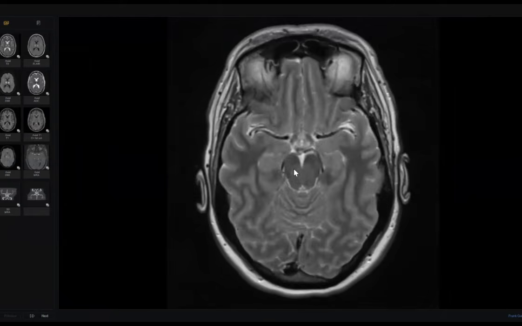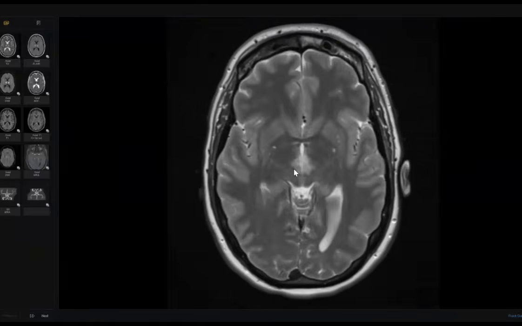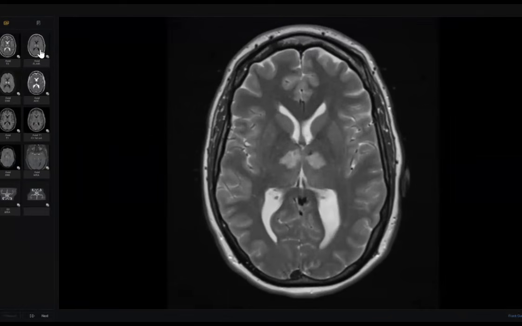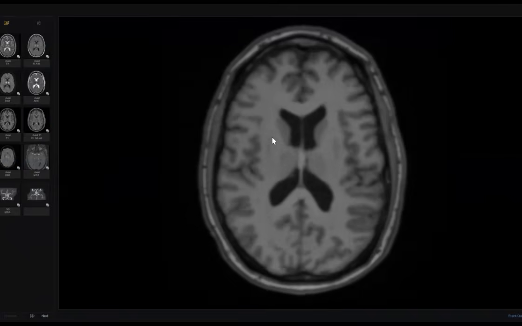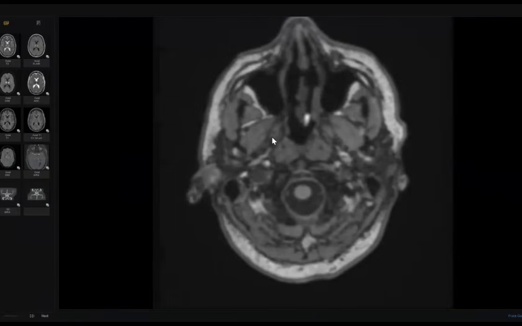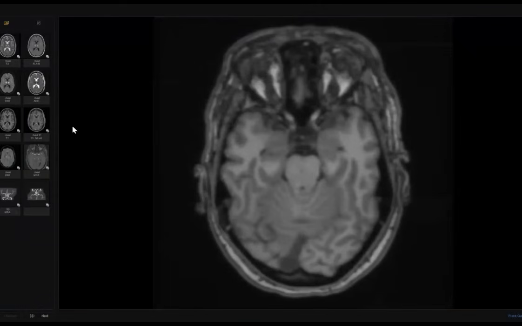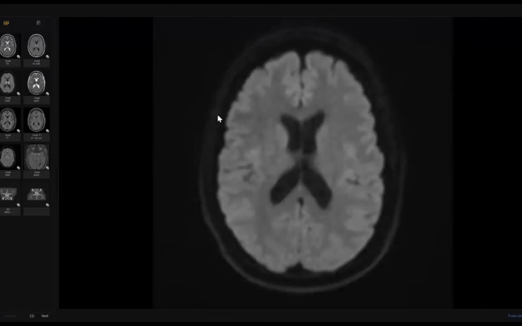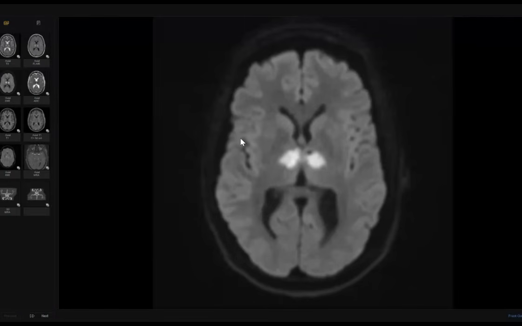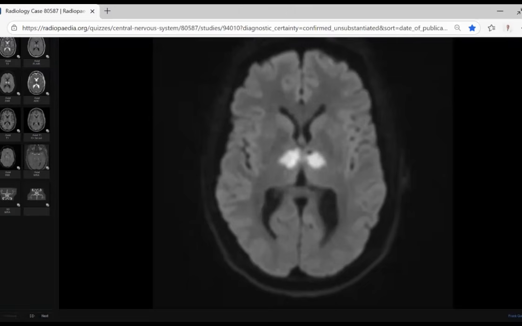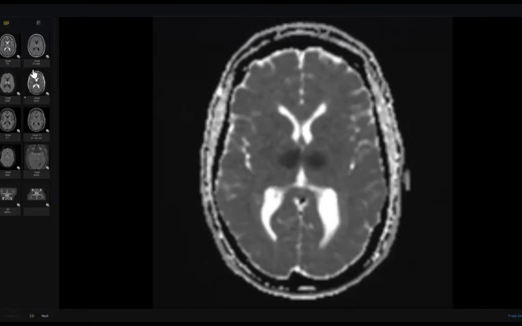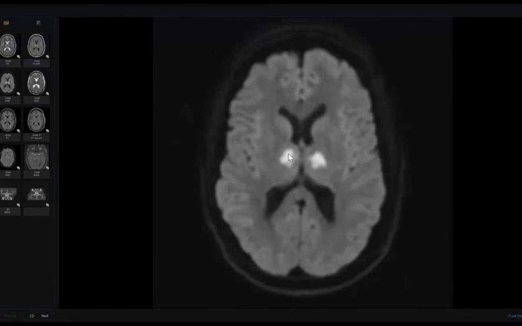I will immediately have a look at T1 first. Why? In any emergency, rule out hemorrhage from the beginning. This is not related to hemorrhage at all. Second, I'm worried about the other pathway. What is the other pathway? Infarction. This is the DWI. DWI shows high signal, so I must be sure, so I look at the ADC. So this is a true restricted diffusion.